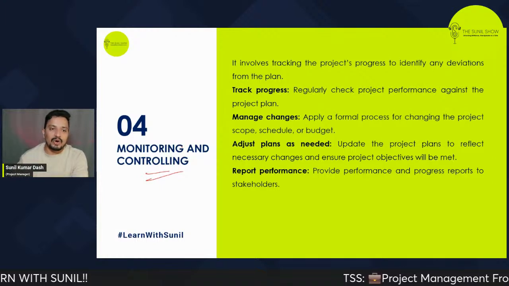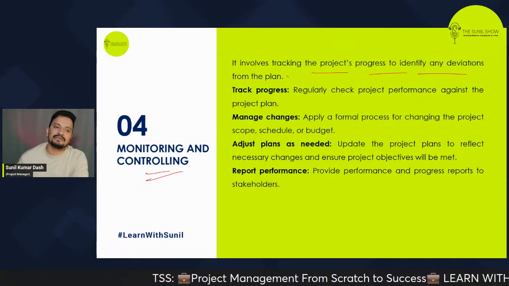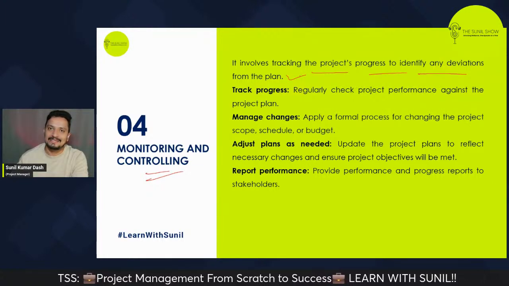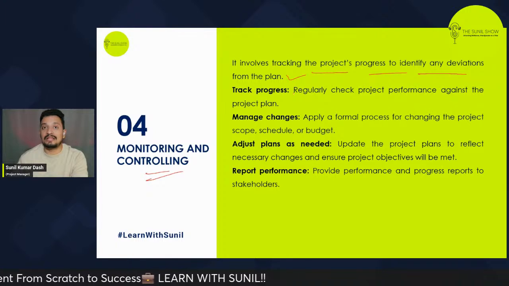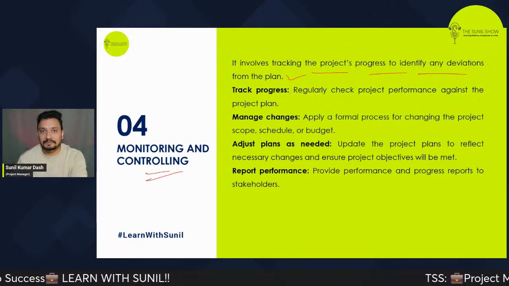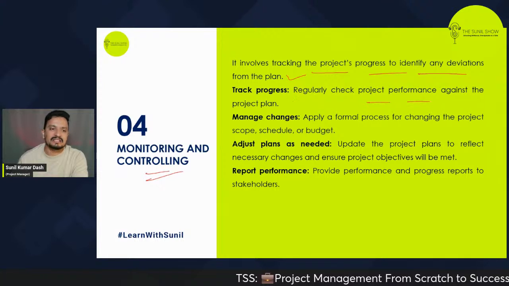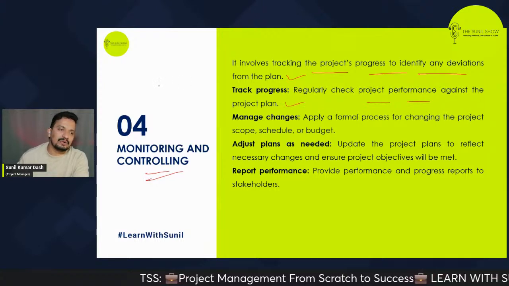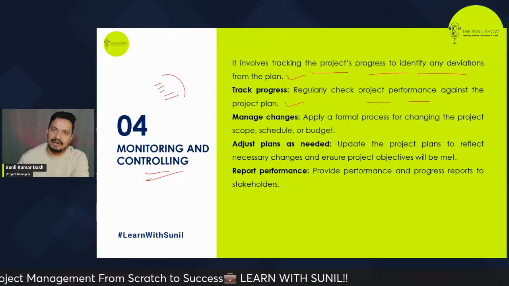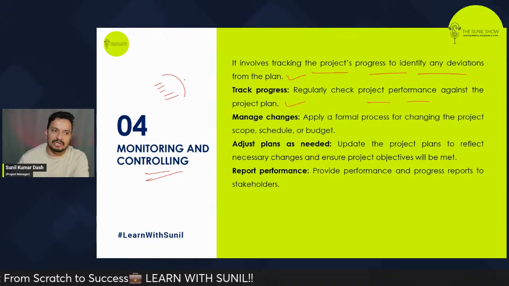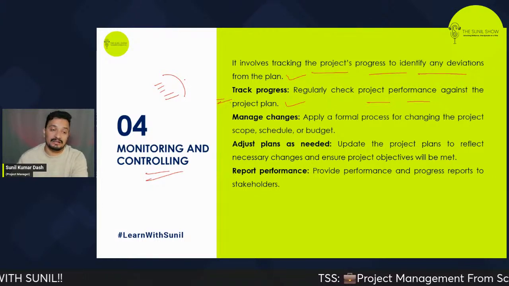So it involves tracking the project progress to identify any deviation from the plan. You need to keep a track of the progress. You need to keep a track of the resource availability, the capacity. So track progress, regularly check project performance against the project plan. Okay, today we need to develop five things. Did we make this by the end of the day or not? If we didn't, then what is the reason? Right? So you need to keep a track of the progress.